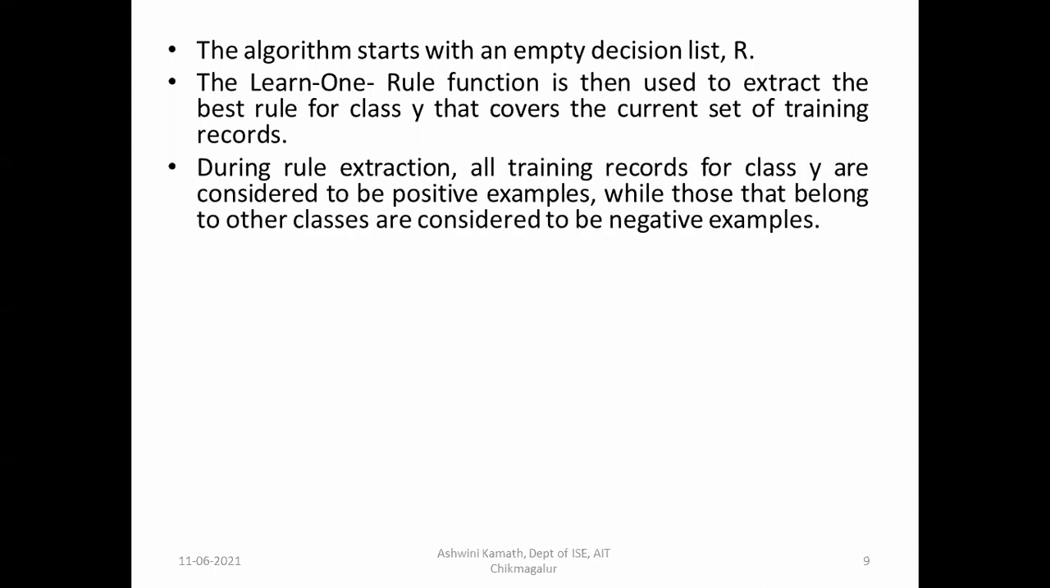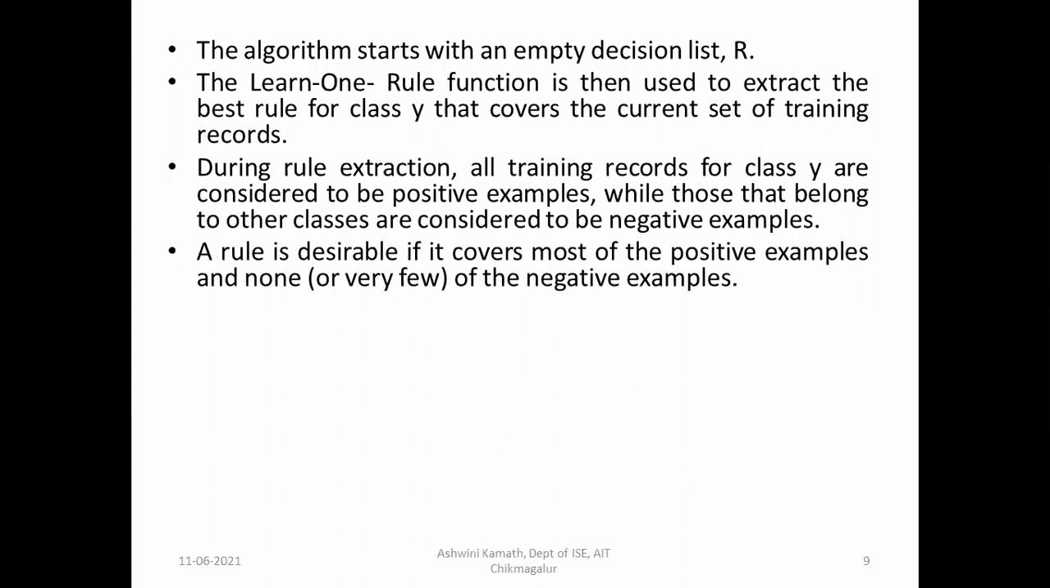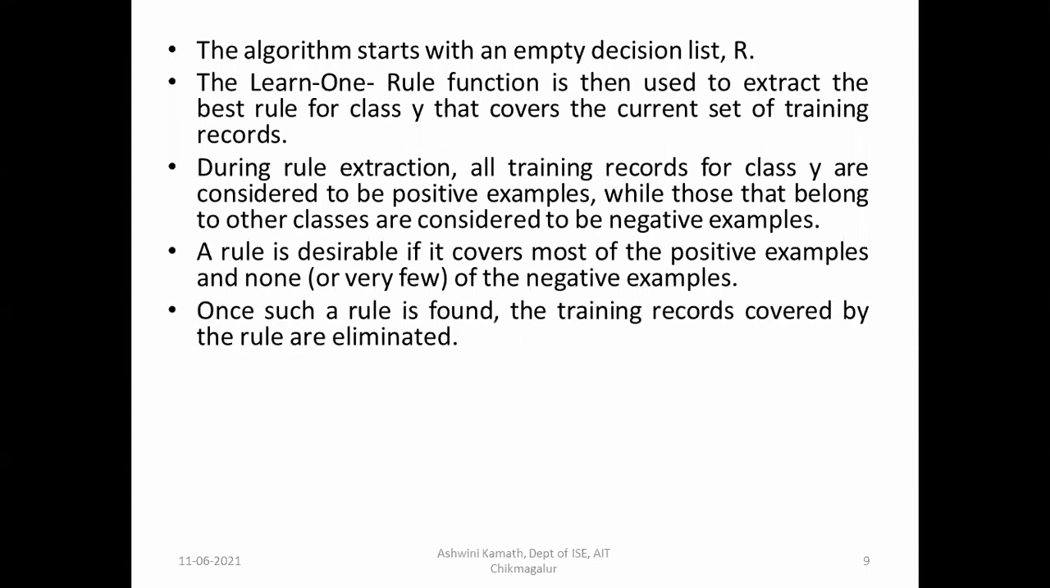During the rule extraction, all training records for class Y are considered positive examples. Positive example means that it matches with that class. Those that belong to other classes are considered negative examples. That is, what doesn't belong to that particular class will be considered a negative example. A rule is desirable if it covers most of the positive examples and none or very few of the negative examples. So we consider a rule the best one if it matches with the positive examples.